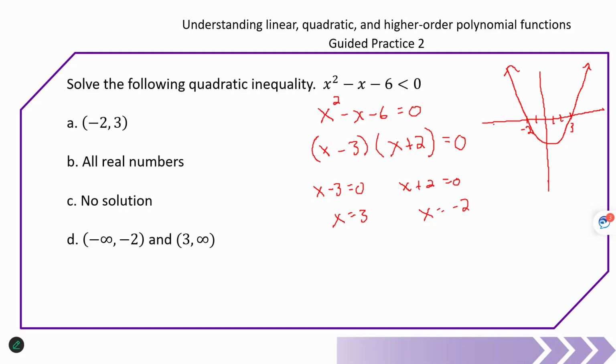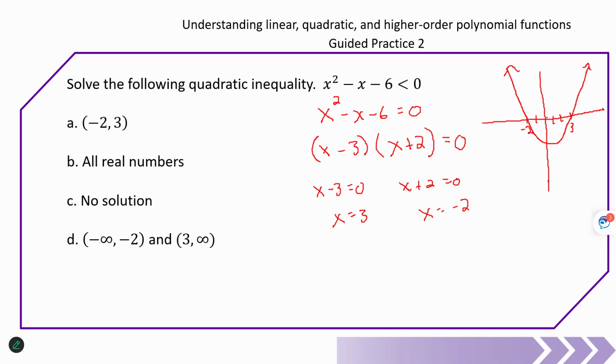There's sort of three regions here. There's a region to the left of -2. There's a region between -2 and 3. And then there's a region to the right of 3. We want to find out when it's going to be less than 0 or negative. And again, notice the parabola, how it dips between these two values.